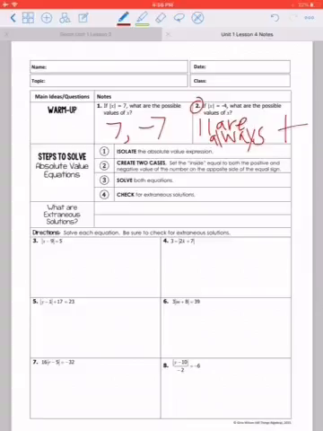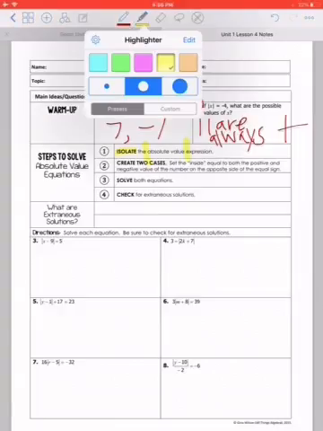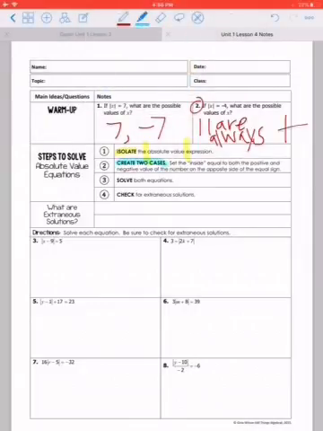Alright, so when we're solving those equations, you're going to isolate the absolute value expression, so the thing in the absolute values. Then you're going to create two cases. Okay? So the inside of your absolute value equal to the positive and the negative value of the other side of the equal sign. Then you'll solve both equations and check for extraneous solutions. Okay? So, let's do number 3.